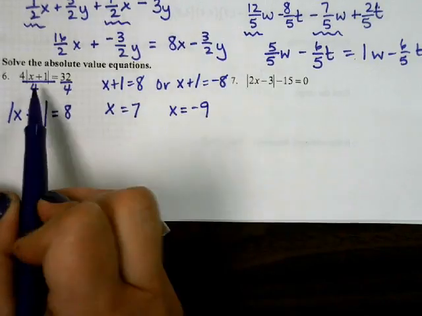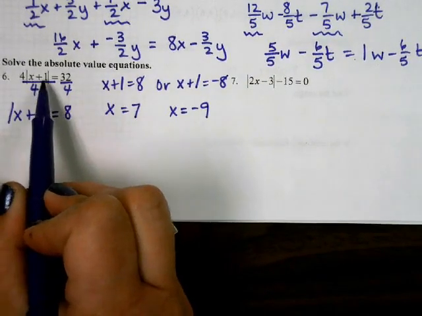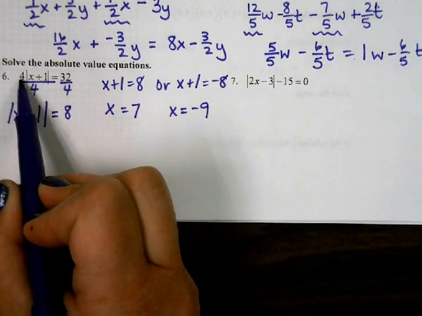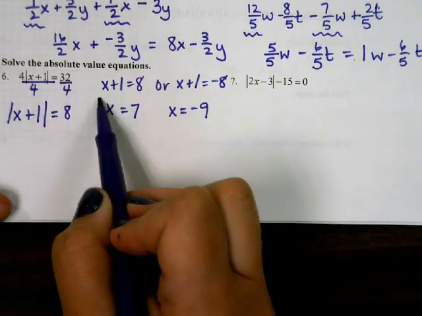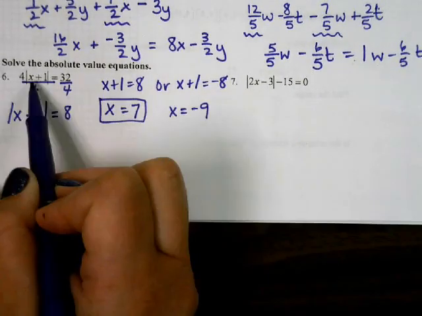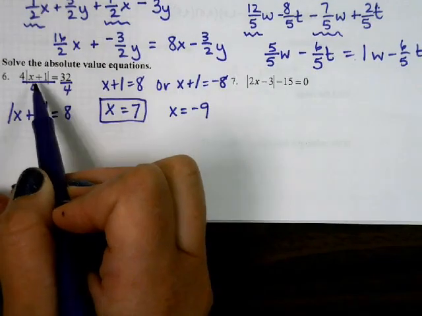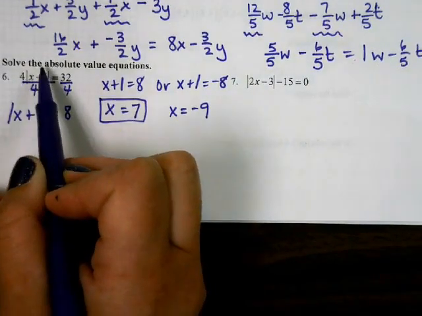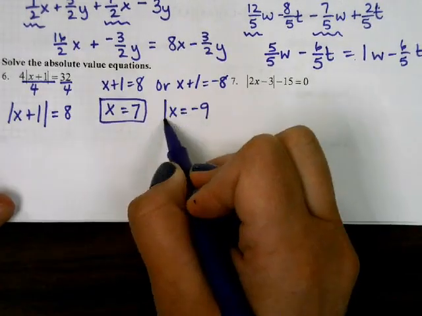So when I plug them back into the original, 7 plus 1 is 8, absolute value of 8 is 8, times 4 gives me 32. Negative 9 plus 1 is negative 8, absolute value of negative 8 is positive 8, times 4 is also 32.